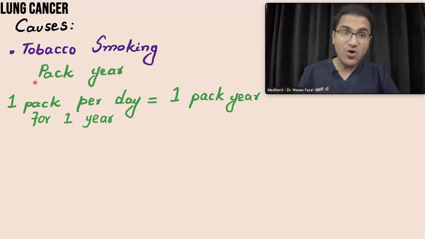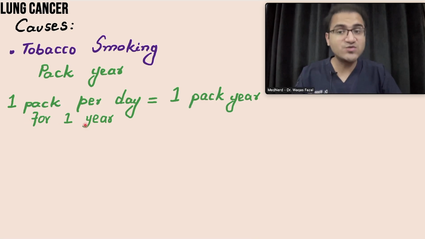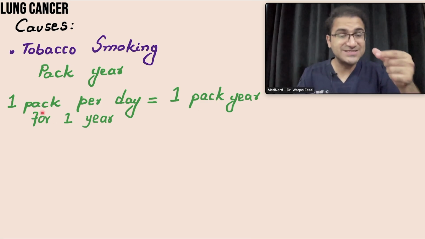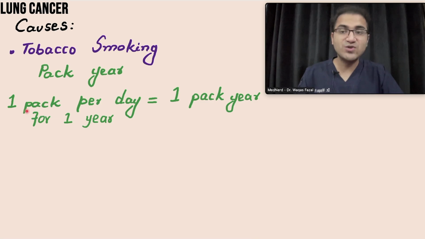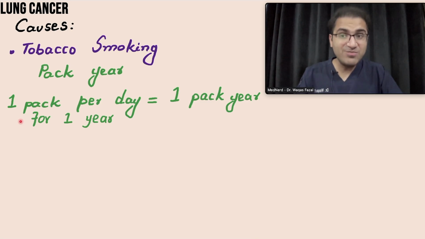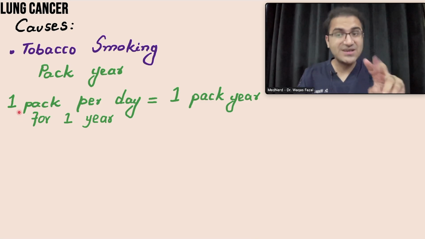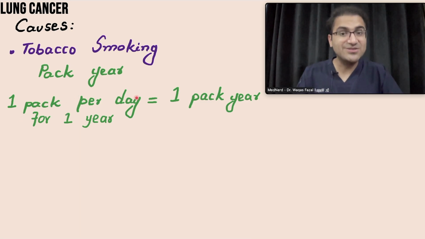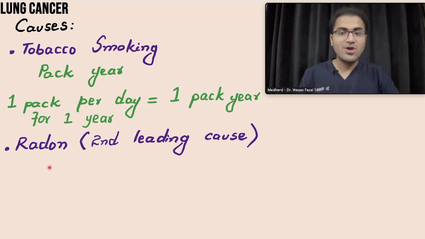Tobacco smoking is recorded in pack years. 1 pack year means that the patient has been consuming 1 pack of cigarettes per day for the last 1 year. That is called as 1 pack year, and 1 pack of cigarettes contain 20 cigarettes in it. So if the patient has been consuming 1 pack per day for the last 1 year, that is 1 pack year. If the patient has been consuming 2 packs per day for the last 1 year, that is 2 pack year now. Radon is the second leading cause of lung cancer.